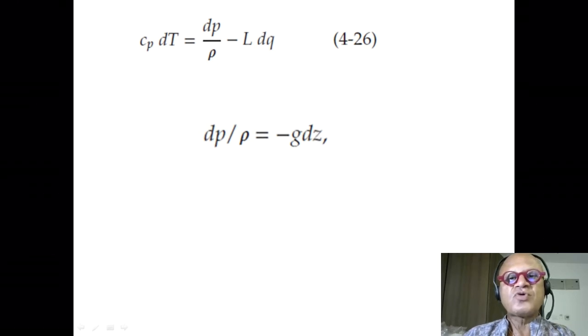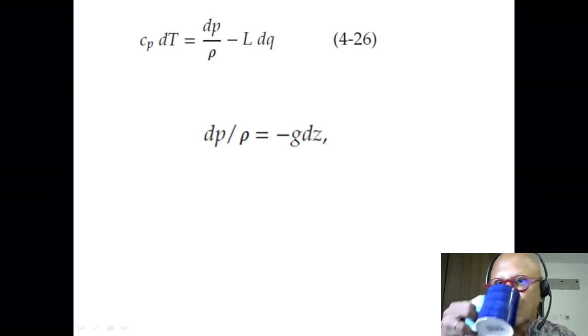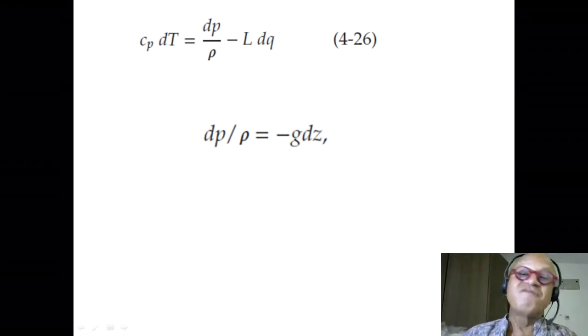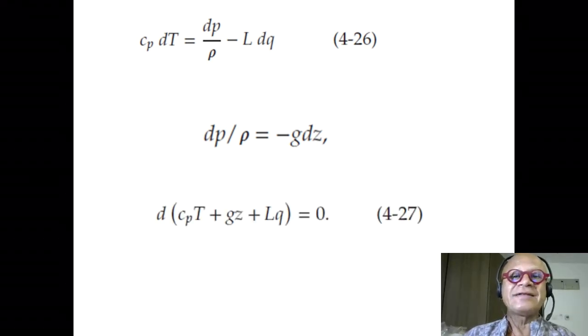So dp over rho is minus g dz. From where? Do you remember? Obviously from our hydrostatic balance, right? That never goes away. So you replace dp over rho by g dz. So you're going to end up with Cp dT plus L dq. So, sorry, take the differential out, and then write it as Cp T. We're assuming Cp is constant. We're assuming g is constant. So you got g z plus L q.